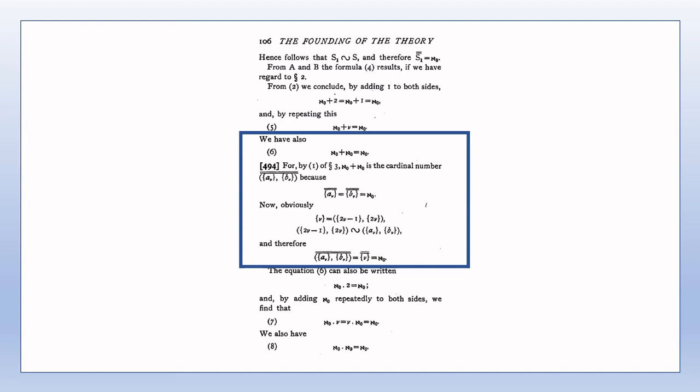Since the aggregates A nu and B nu are indexed by the finite cardinal numbers, each of these aggregates has cardinal number equal to Aleph-Naught, and therefore the aggregate 2 nu minus 1 is equivalent to the aggregate A nu, and the aggregate 2 nu is equivalent to the aggregate B nu. And since the cardinal number of a union aggregate depends only on the cardinal numbers of the individual aggregates in the union aggregate, it follows that the union aggregate of 2 nu minus 1 and 2 nu is equivalent to the union aggregate of A nu and B nu.